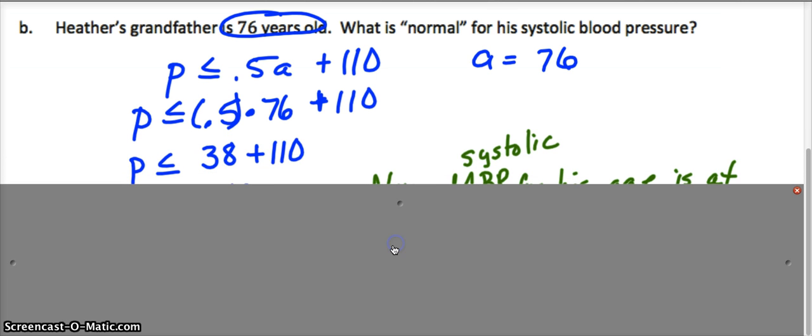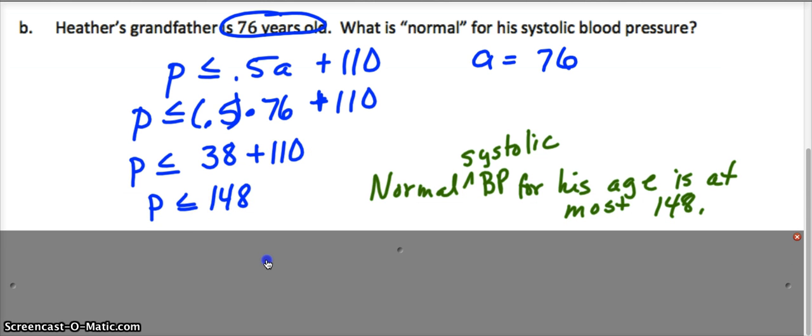And P is less than or equal to 38 plus 110. So P, his systolic blood pressure, should be less than or equal to 148. So what does that mean as you interpret your answer? It means that the normal systolic blood pressure for his age is at most 148. The family's going to worry if it gets up to 149, 150, 152, but as long as it stays at 148 or below, that would be considered normal.